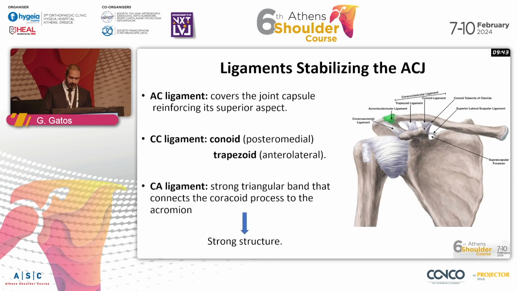We are going to discuss type 3 AC joint dislocations and the role of vertical and horizontal stability in the management of such cases. As was said before, the main stabilizers are three: the AC ligament, the CC ligament, and the CA ligament, which all construct a strong structure and help to stabilize the joint.